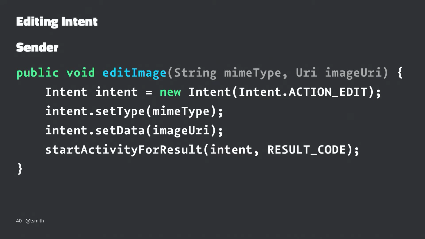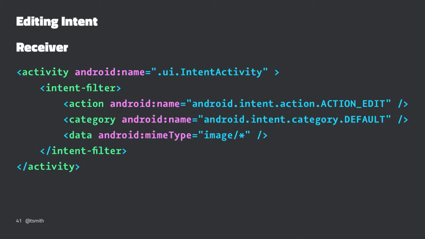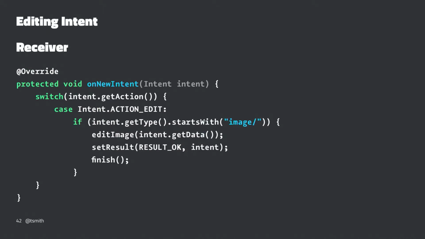And upon success of that, we'll receive the result back. On the receiver side, we would put an intent filter in our manifest that defines the action that we want to handle, as well as the MIME type. And this will allow the app to be picked by the system for this file.